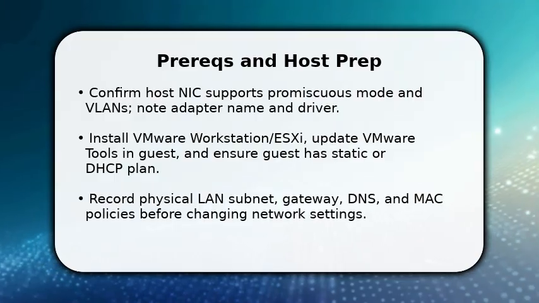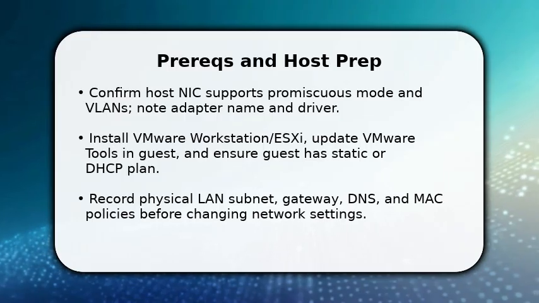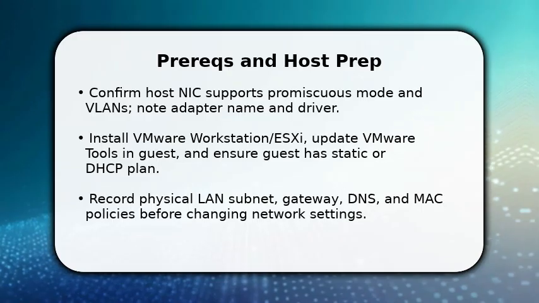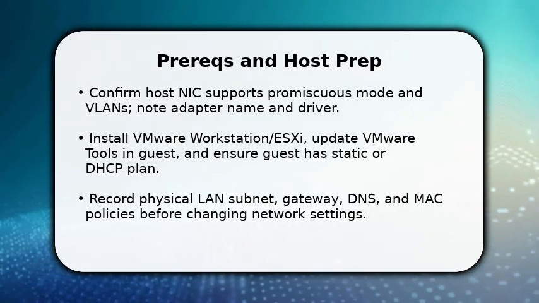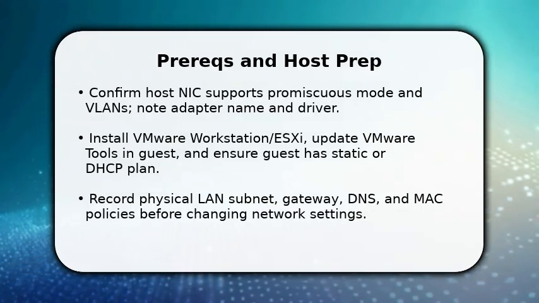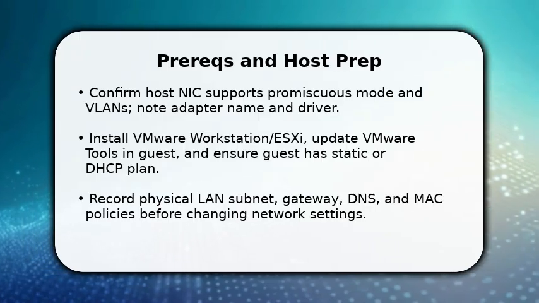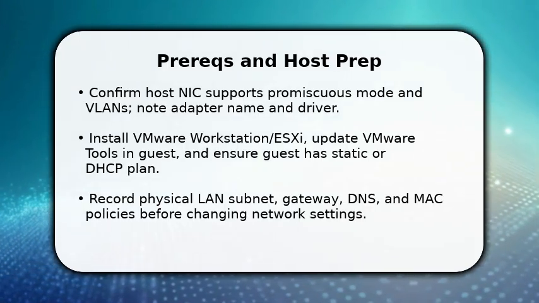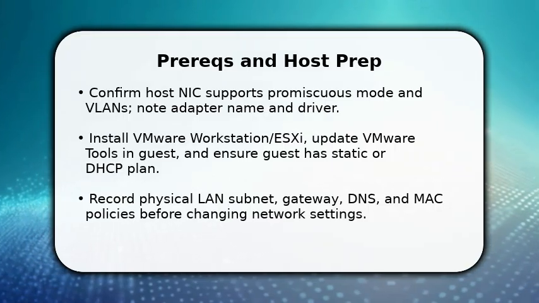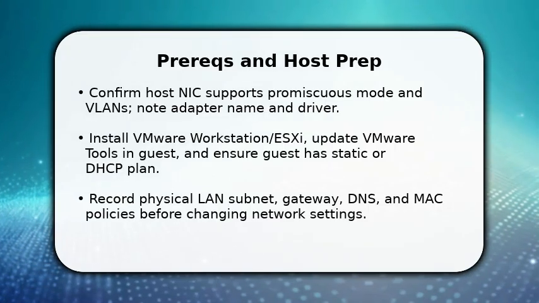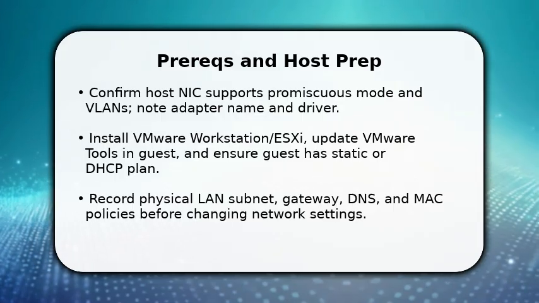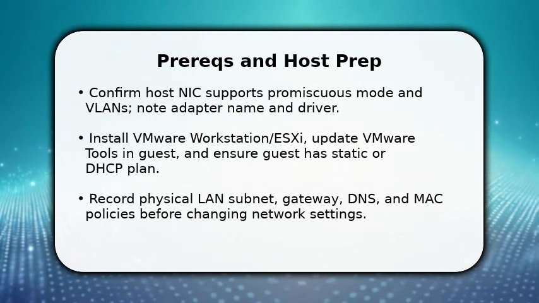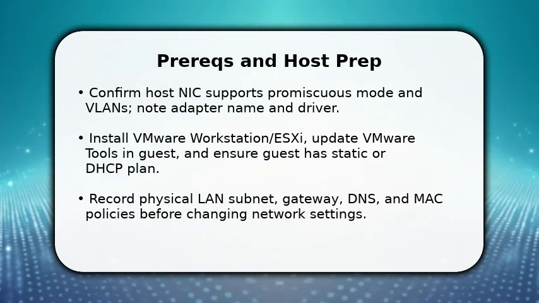You start by preparing the host and gathering network facts. Enable promiscuous mode and confirm your physical NIC supports VLAN tagging. This lets the VM see bridged traffic. Once done, note the host adapter name and the LAN subnet, gateway, and DNS so the VM uses correct addressing. Make sure VMware Tools is installed in the guest to ensure proper driver handling. Finally, decide whether the VM will use DHCP from your LAN or a static IP that fits the recorded plan.